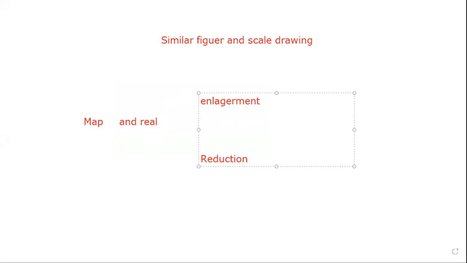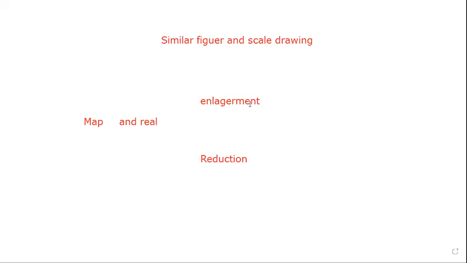What is the difference between those two words? We said that the scale drawing is a relation between map and real. And we have two words now in front of us: enlargement and reduction. Can anyone tell me what is the difference between those two words? What is the enlargement and what is the reduction?